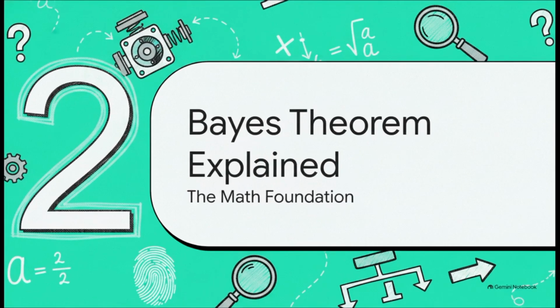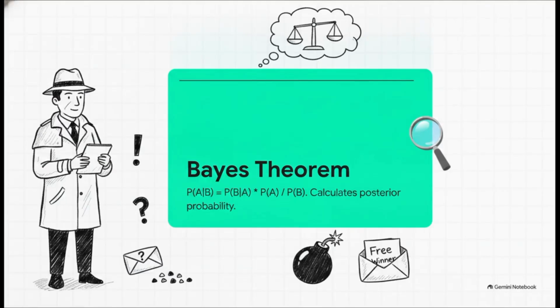Okay, section 2, Bayes' theorem explained. So here is the absolute foundation of our algorithm, Bayes' theorem. I know, it looks like alphabet soup right now, but stay with me. This is literally one of the most important formulas in statistics. Let's just translate it into our detective work.